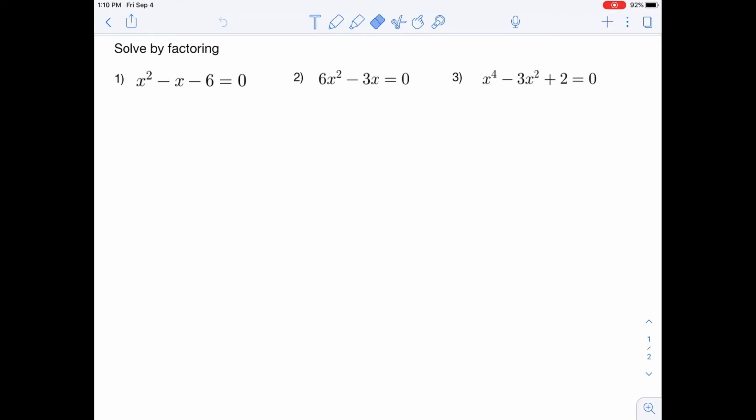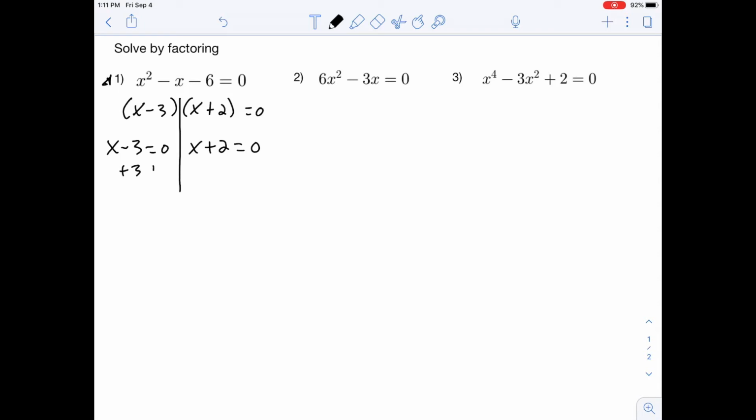So looking at number 1 here, when I got x squared minus x minus 6, so it's a typical trinomial. When I factor this, I get x minus 3 times x plus 2 is equal to 0. So the thing is, all right, now it's factored, how do I actually solve it? The only thing that you need to do is take each individual factor and set it equal to 0 and solve. So that gives me x minus 3 equals 0 and x plus 2 equals 0. So now these are one-step equations to solve.